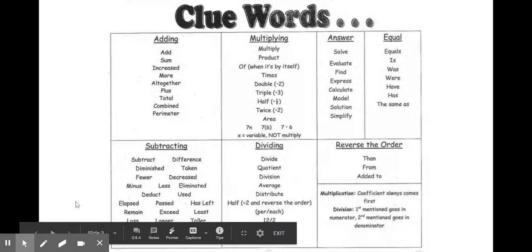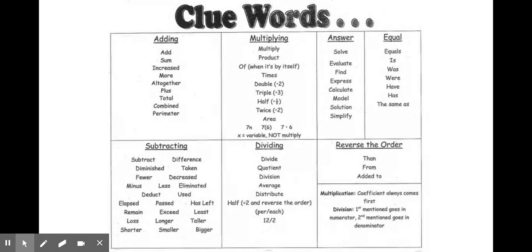On this slide, you'll see some clue words that'll be useful in today's lesson. There are some words that indicate whether we should be adding, subtracting, multiplying, or dividing. There's also some keywords that indicate when an answer is involved or an equal sign, a few keywords when the order needs to be reversed, and just some notes about multiplying and dividing over at the bottom. This is a great slide for you to print out and reference in the future.